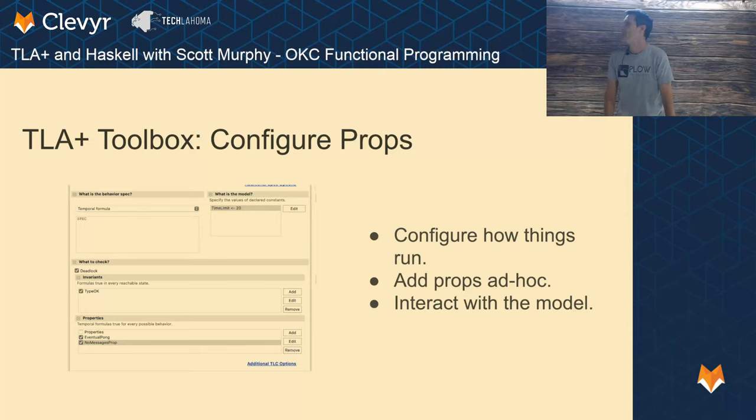And then I mentioned there's a configuration so you can set stuff up. So you don't always have to have every property running all the time. This is especially important because, as I mentioned, there's a bit of combinatorics happening. So if you have a property like eventual ping, checking something like that might take a very long time, depending on the size of the model. So you might want to turn that off and do other stuff and then turn it back on to let it run overnight or for an hour, depending on the size of your model.